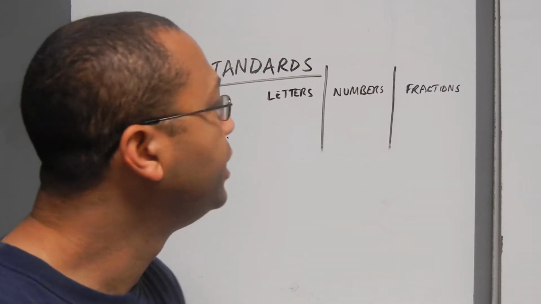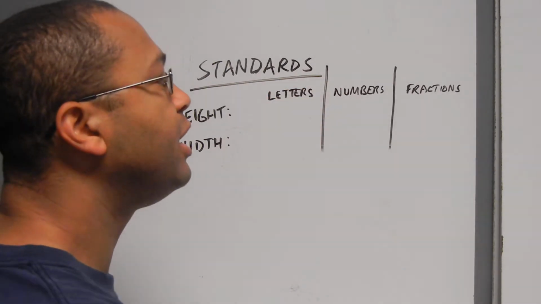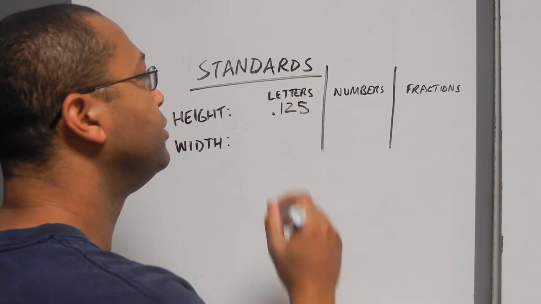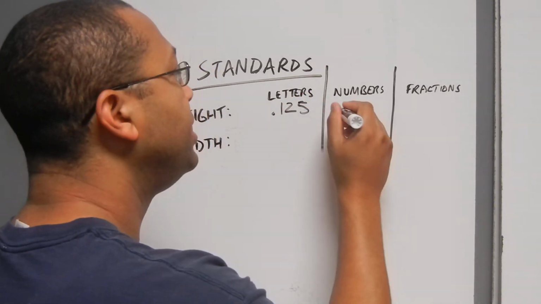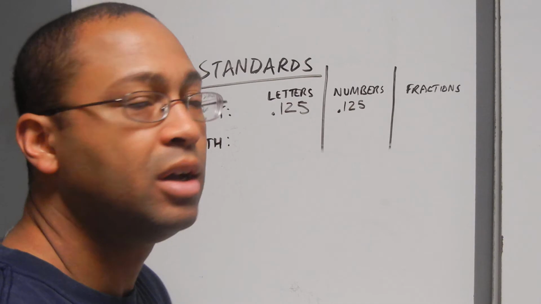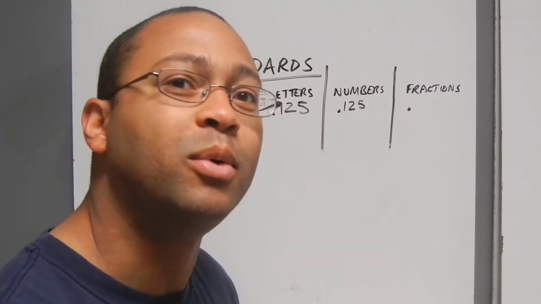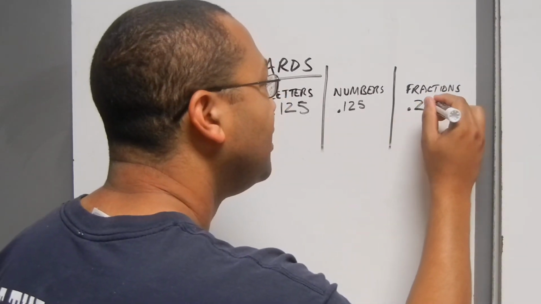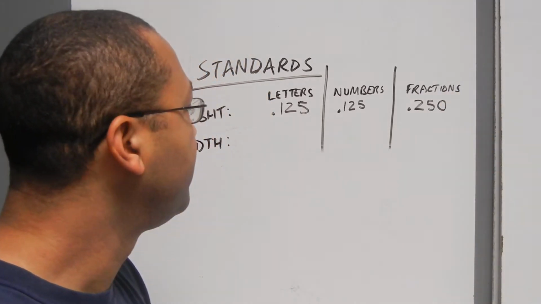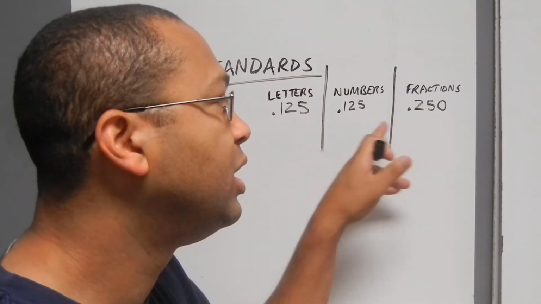Last but not least, okay, so we're talking about these letters and how tall they are. They should be 0.125. The height of your numbers, they should be 0.125. The height of your fractions, they should be, no, not 0.125. 0.250. And if you're thinking about math, that's also the equivalent of 1/8 of an inch, 1/4 of an inch.